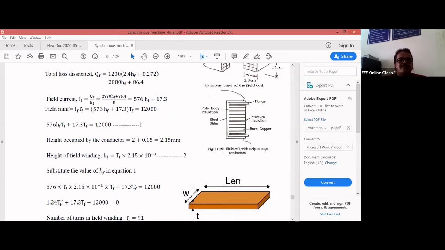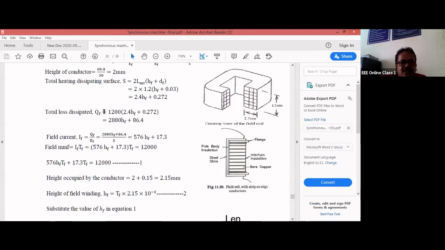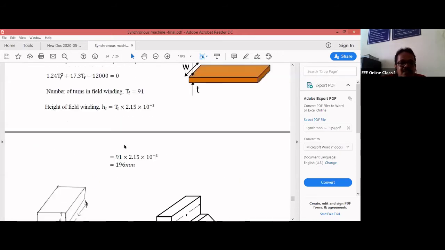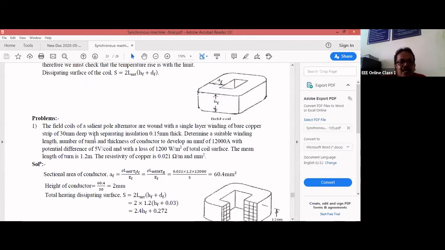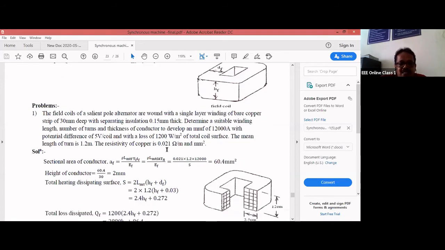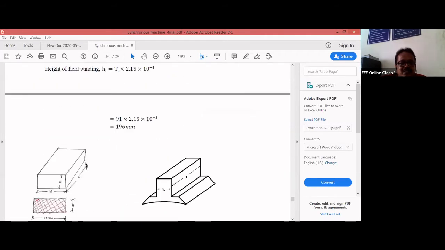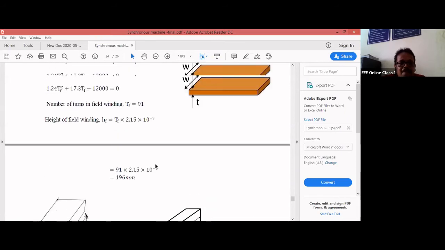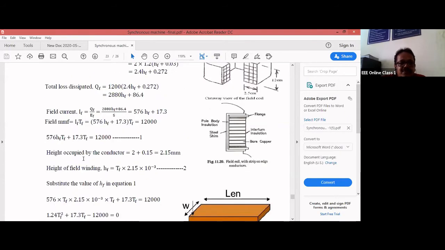Come here. Height occupied by the conductor. Find out the height of the individual conductor. The height of the conductor is 2 mm, with a separation insulation. Width wise and height wise, we should have insulation. So the height occupied by the conductor is 2 plus 0.15, which with insulation is 2.15.